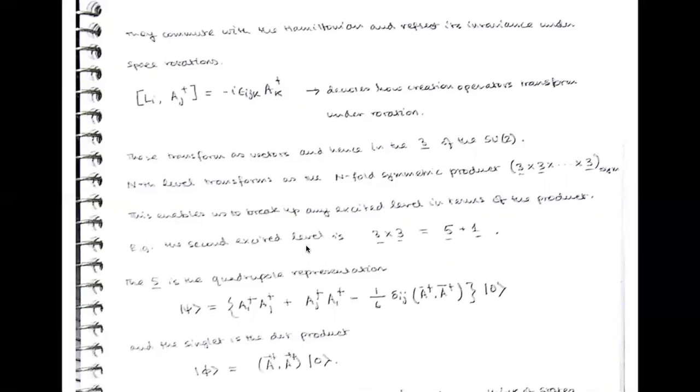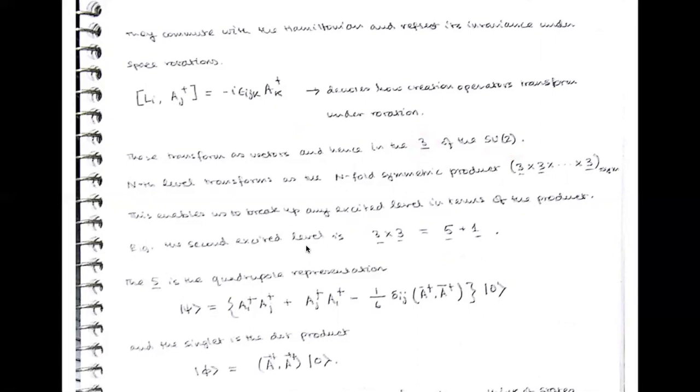These give you how these creation operators transform under these rotations. So remember that this is very like what we did earlier. These are going to transform as vectors, so hence these have to be in the 3 of the SU(2). So these transform as the 3 of the SU(2).